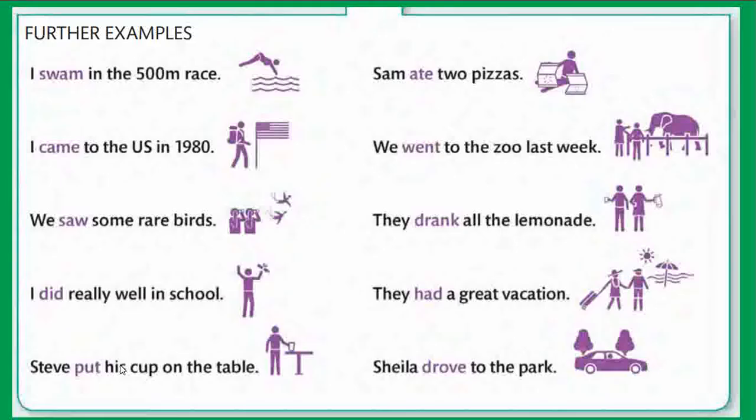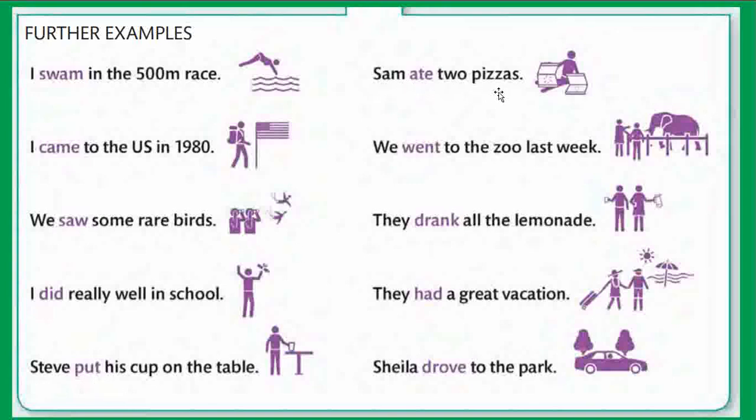Let us explore a few examples. I swam in the 500 meters race. I came to the US in 1980. We saw some rare birds. I did really well in school. Over here, did is the verb, so it is simple past. Steve put his cup on the table. Over here, put is in the simple past tense.